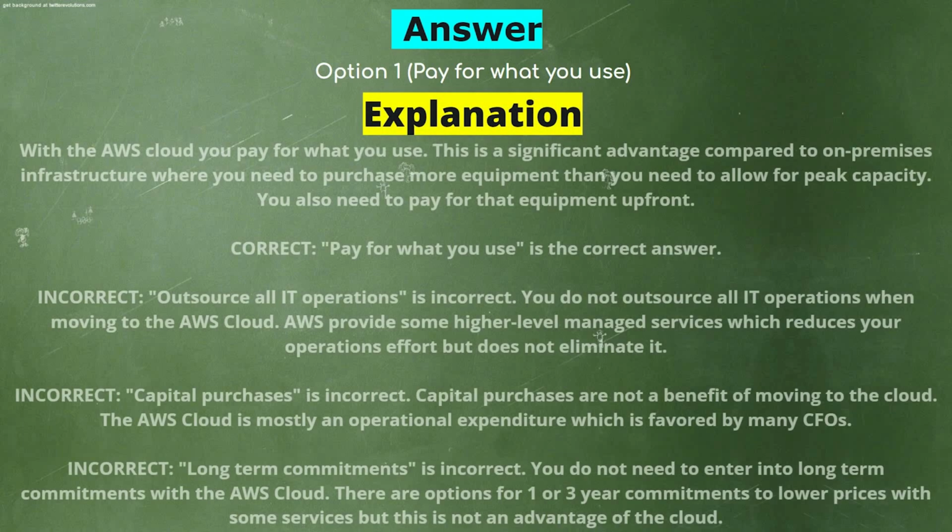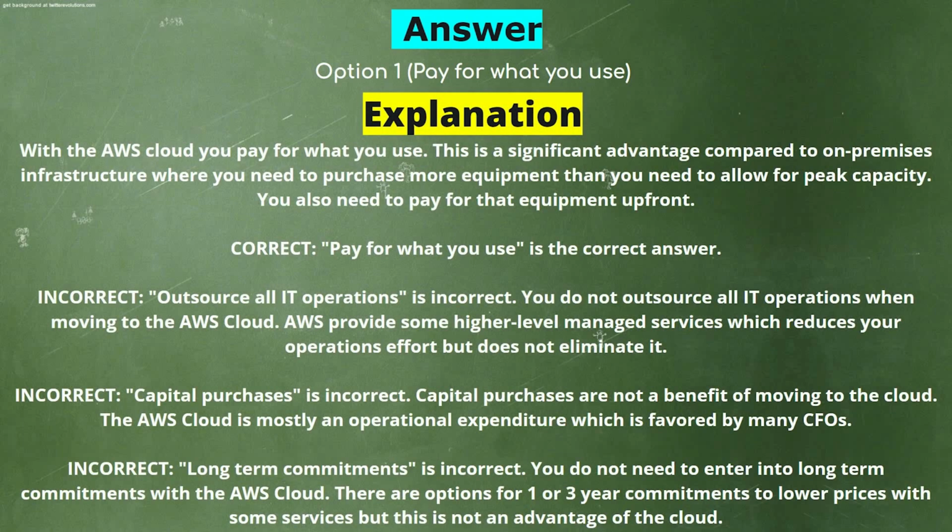Explanation. With the AWS cloud, you pay for what you use. This is a significant advantage compared to on-premises infrastructure where you need to purchase more equipment. Then you need to allow for peak capacity. You also need to pay for that equipment upfront. Pay for what you use is the correct answer.